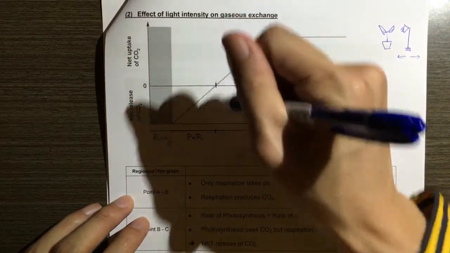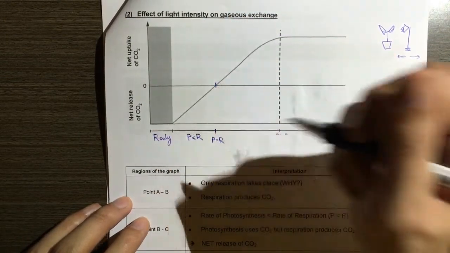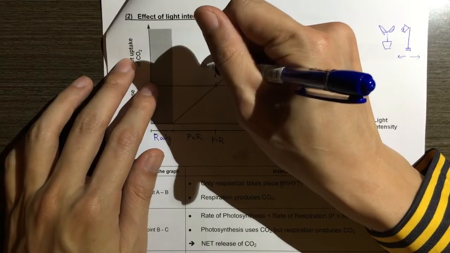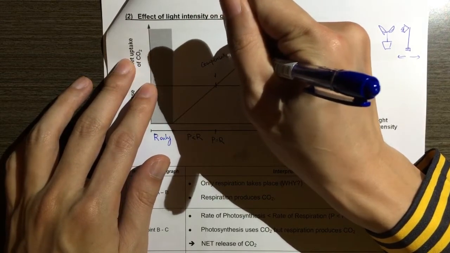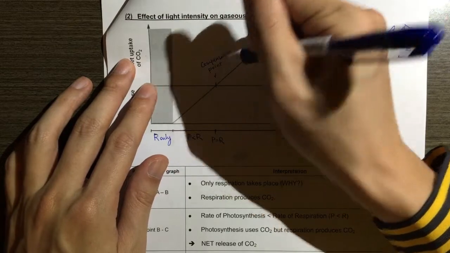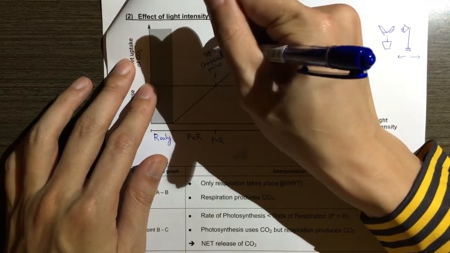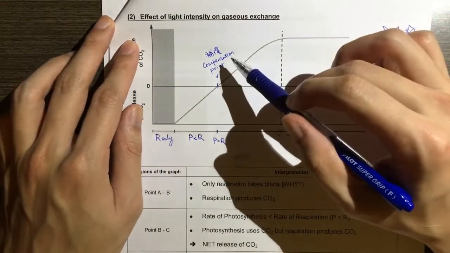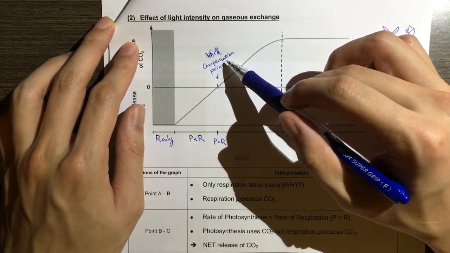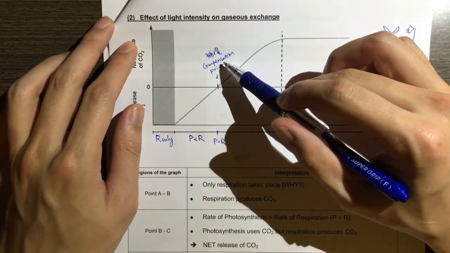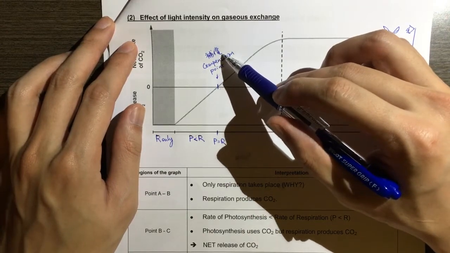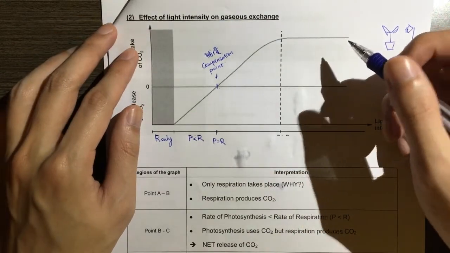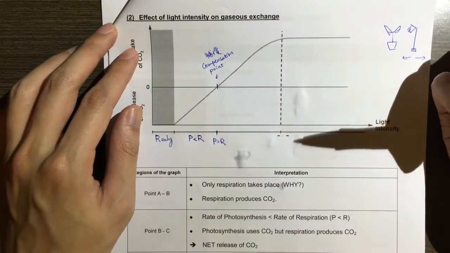Well, this point, of course, means P equals R. All right, the rates are the same. And we call this point the compensation point. 好易記㗎啦. Compensation means 補償. 乜嘢補償咗乜嘢呢？我哋嘅意思就係話 respiration 所製造嘅 CO2 嘅份量咧，啱啱好補償到 photosynthesis 所用嘅 CO2 嘅份量，咁就係所謂嘅補償啦。Okay?